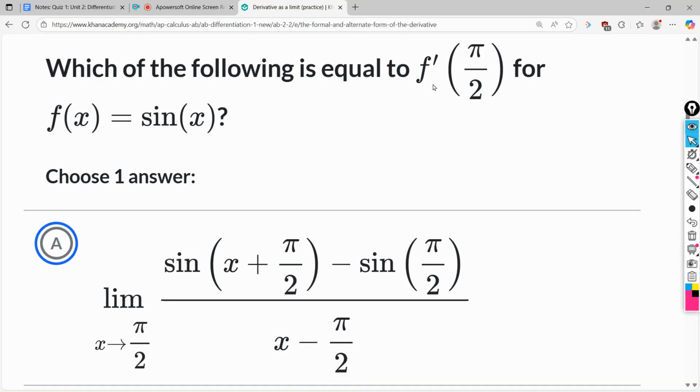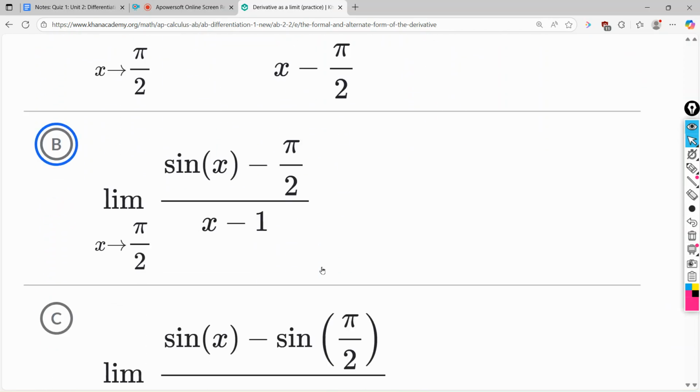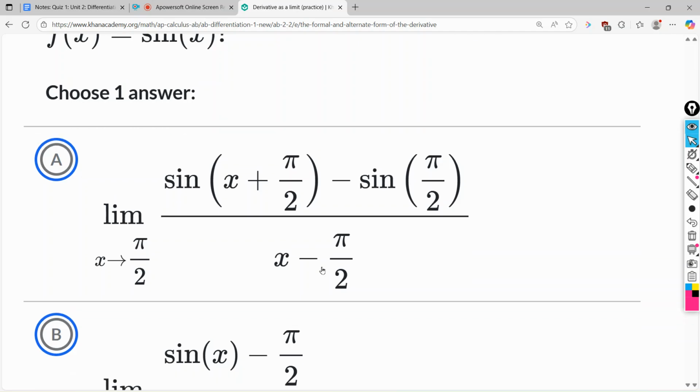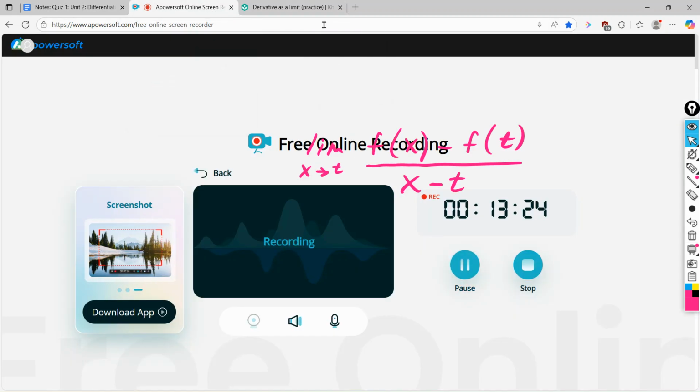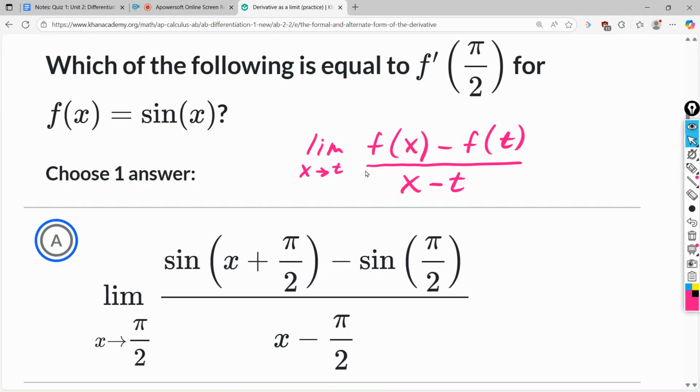All right, which of the following is f prime of pi over 2 for this function? So you can clearly see that none of these have the h in the denominator. Okay, it is clearly in the form of this one right here. So let's line up everything and see what we can figure out. All right, so I wrote this out just from the notes. Okay, all I did was copy from the notes. Since we're doing f prime of pi over 2, clearly the value of x equals pi over 2. All right, and the main function here is f of x.